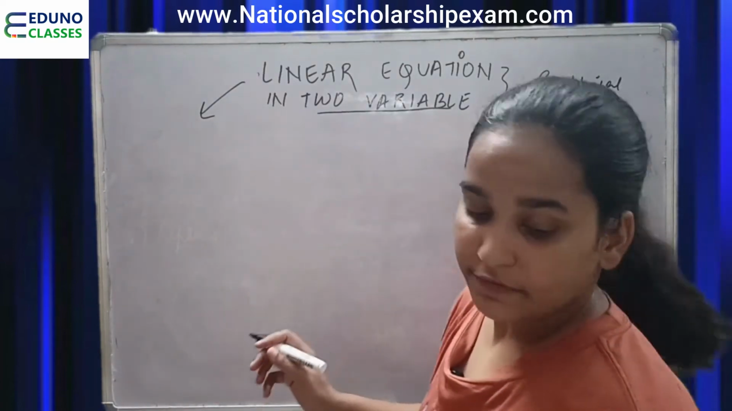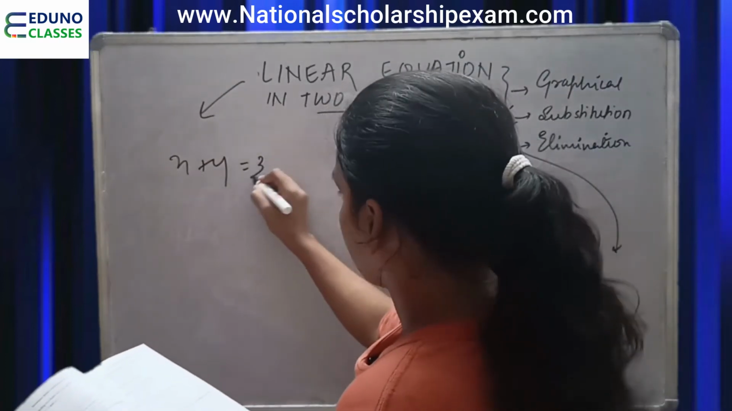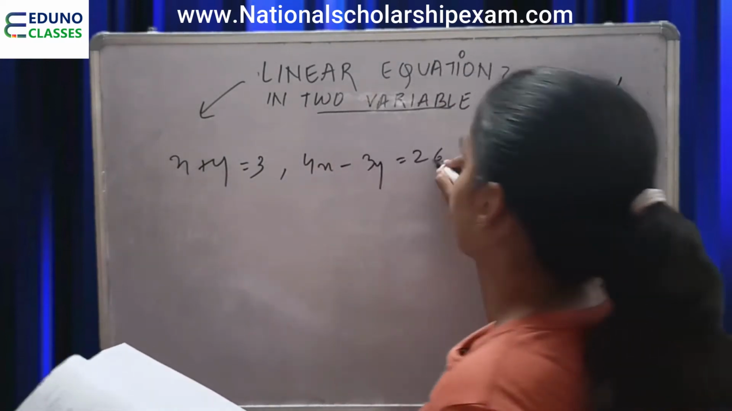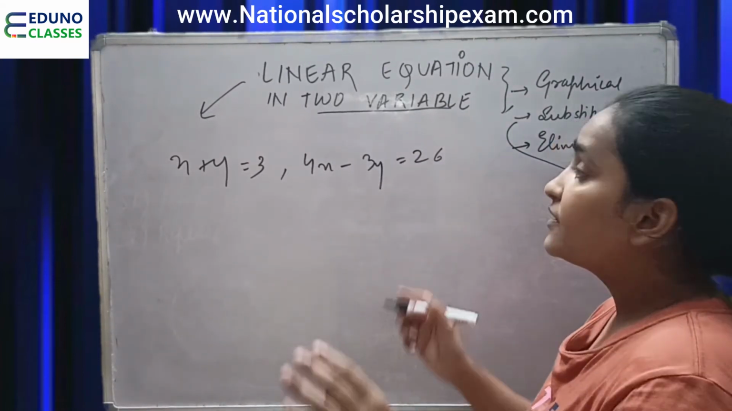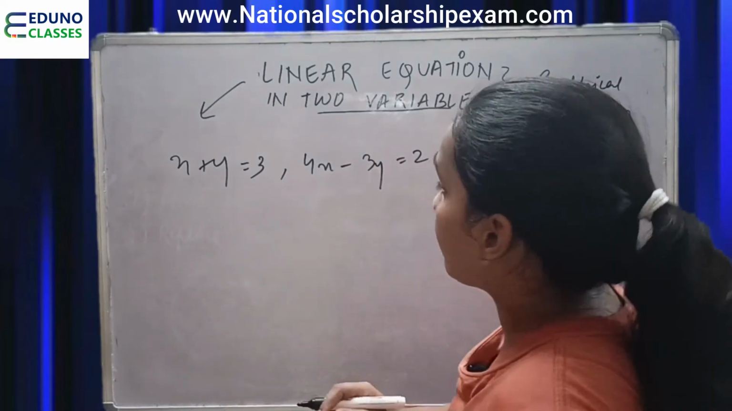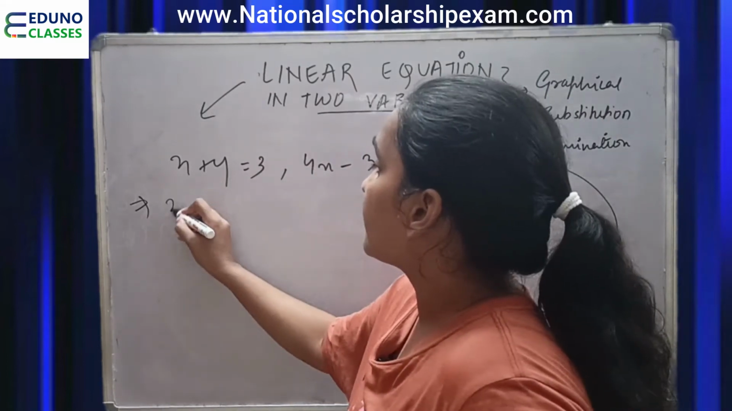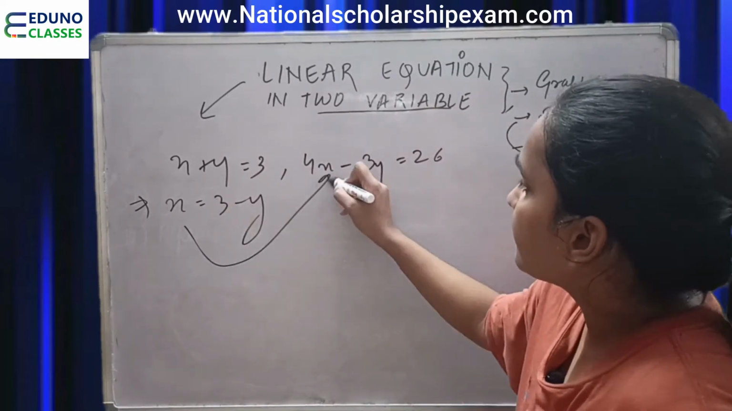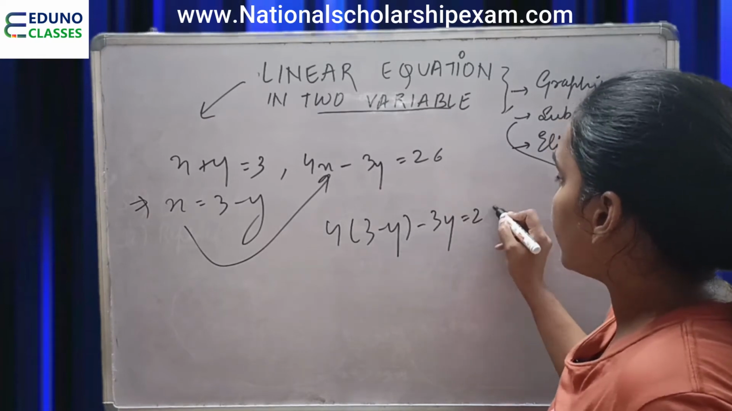Now we have equations in front of us. x plus y is equal to 3. 4x minus 3y is equal to 26. Linear equation in two variables, two equations are given, so that means finding the solution is possible for us. Replace one variable. So I will replace x, a very common practice. Now put x here. So 4(3 minus y) minus 3y is equal to 26.